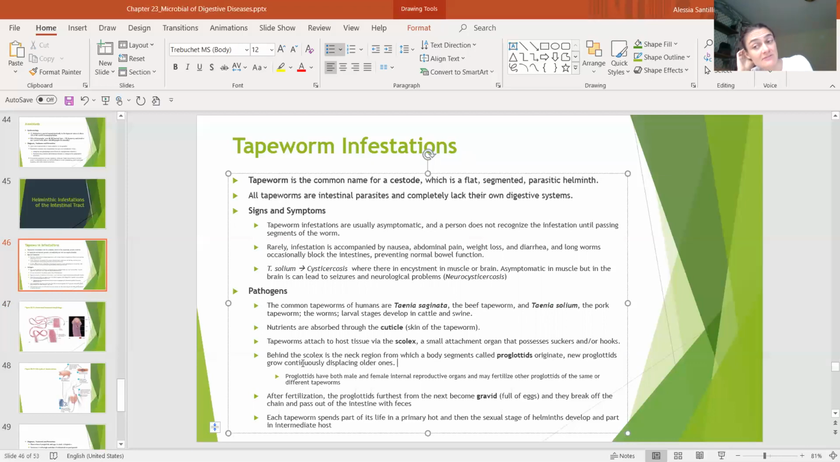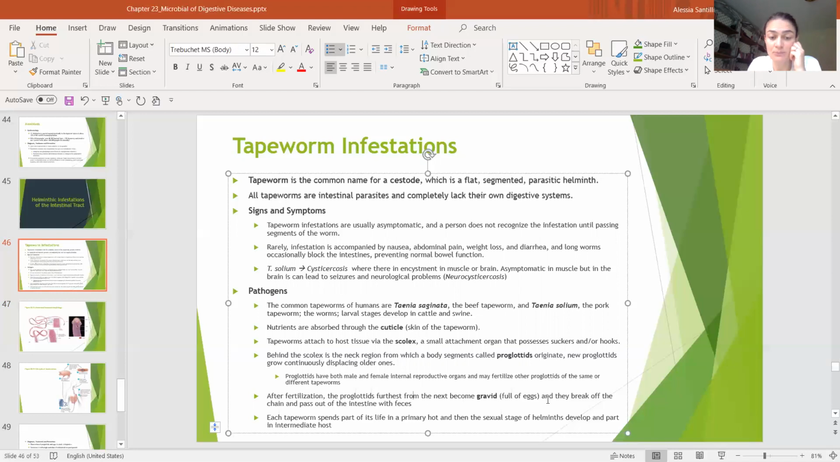Proglottids have both the male and female internal reproductive organs, and they can fertilize each other, or even different tapeworms. Once they fertilize each other, they form gravids, which are full of eggs, and these gravids are the ones that break off and get passed out into your feces.